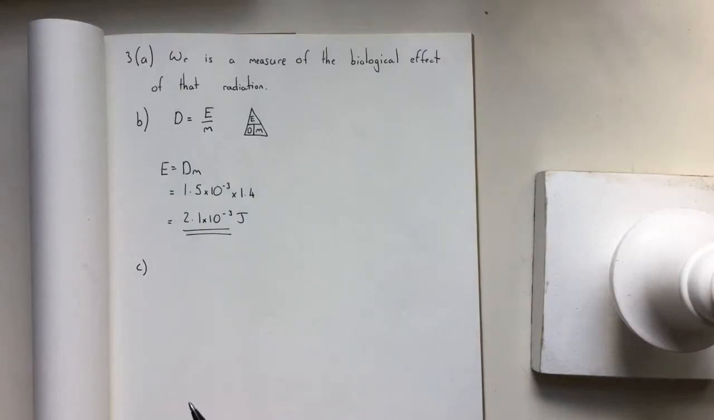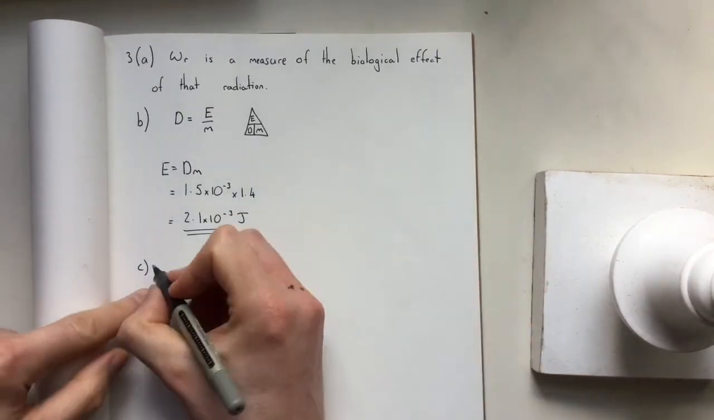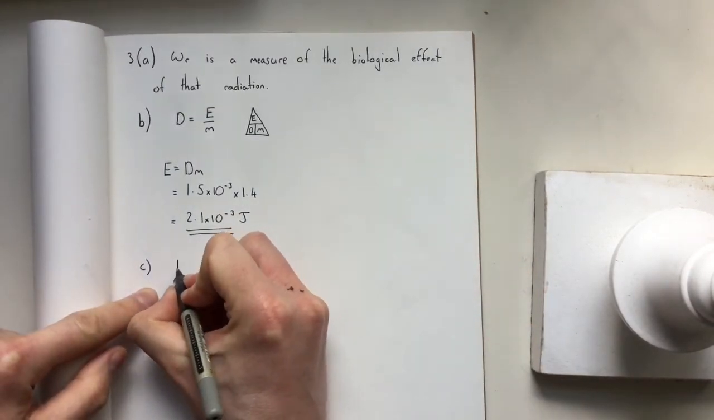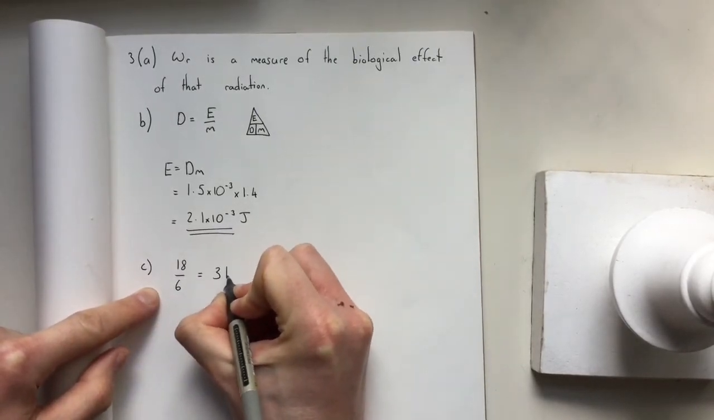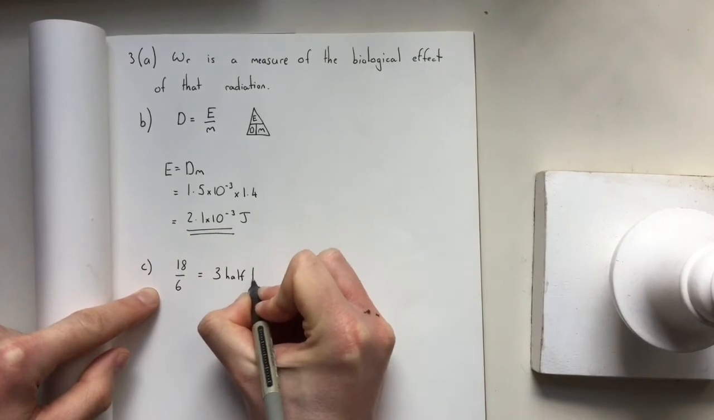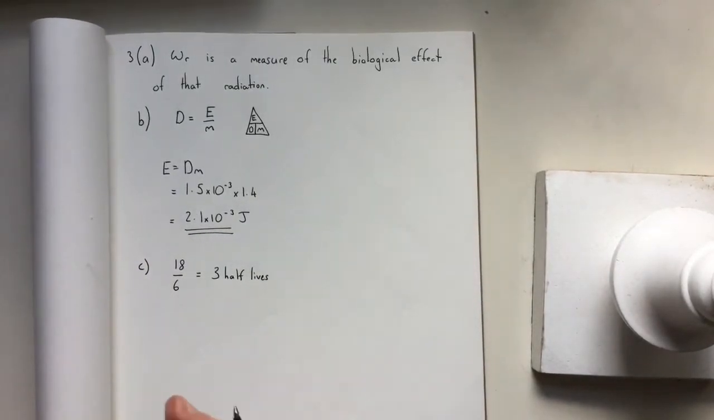So first of all, the thing that we want to do here is we want to find out how many half-lives are in 18 hours. So, if one half-life is 6 hours, we could just do 18 divided by 6 gives us 3 half-lives. Nice and easy. 3 half-lives. Right, that's the first little bit.